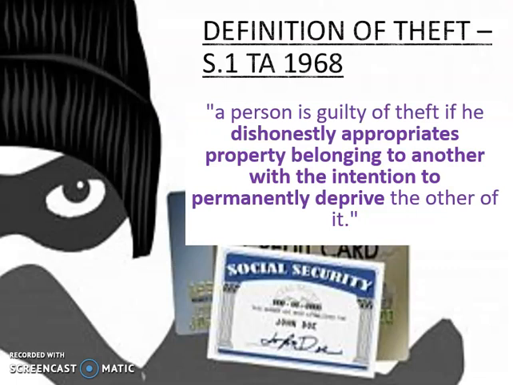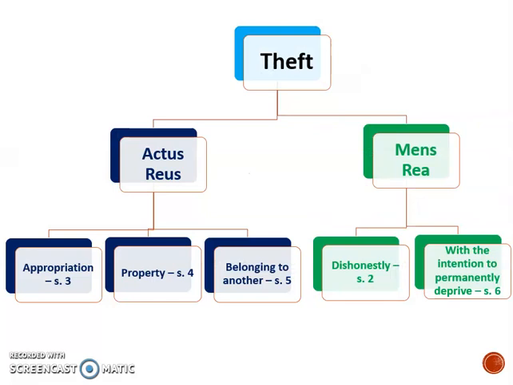Let's start by looking at a definition of theft from section 1.1 of the Theft Act, which states, quote, "A person is guilty of theft if he dishonestly appropriates property belonging to another with the intention to permanently deprive the other of it." As always, as lawyers, we need to break this definition down into the actus reus and the mens rea. And this definition is quite technical, there's quite a lot to it. So on this next slide, I've broken down the actus reus and the mens rea elements.